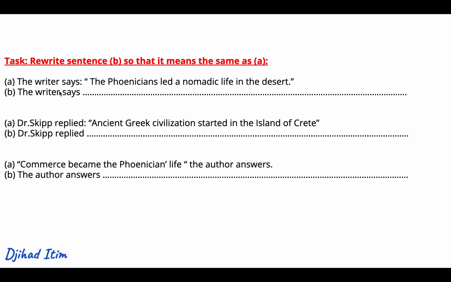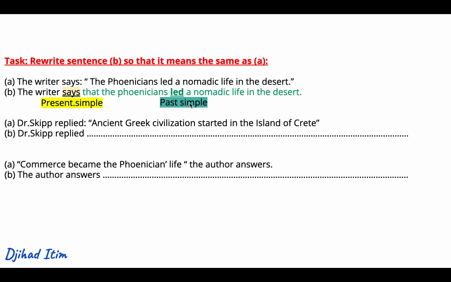Write sentences B so that they mean the same as sentences A. First one: the writer says the Phoenicians led a nomadic life in the desert. So we have the verb here in the present simple and here in the past simple. So we say, the writer says that the Phoenicians led a nomadic life in the desert. Okay, since the verb here is in the present simple, the verb here stays in the past simple.